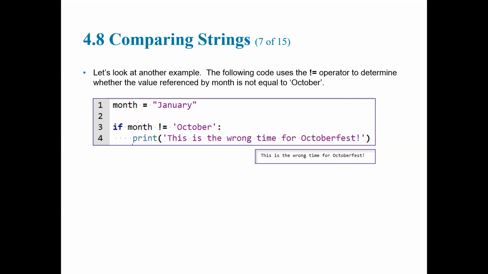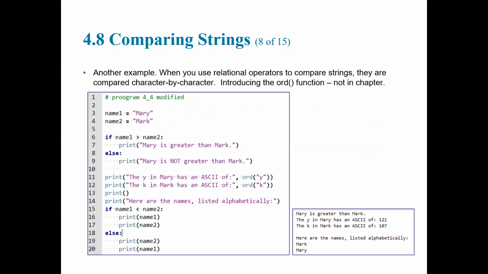In this particular case, let's look at another example. We'll study the not operator. So the not operator is used to determine whether the value referenced in this particular case by month is not equal to October. So if I assign January to month, and if I say if month not equal to October, then I will print this is the wrong time for Oktoberfest, which is what ends up printing, all right? This example here, when you use relational operators to compare strings, they are compared character by character.